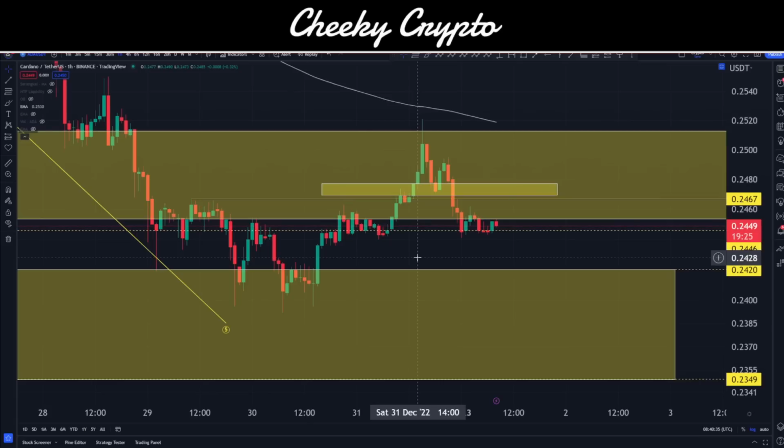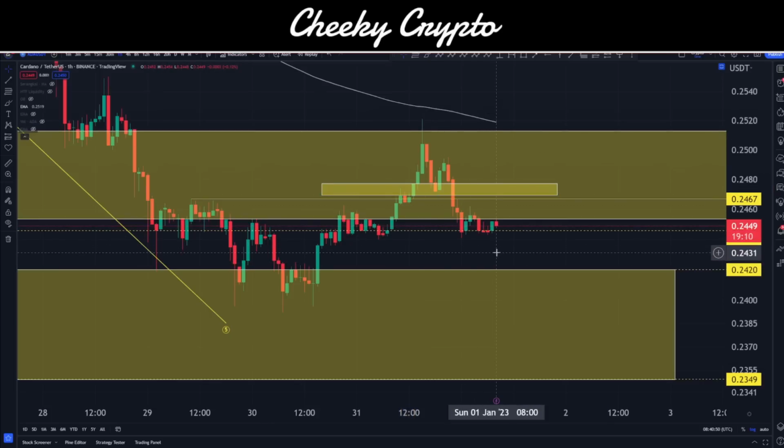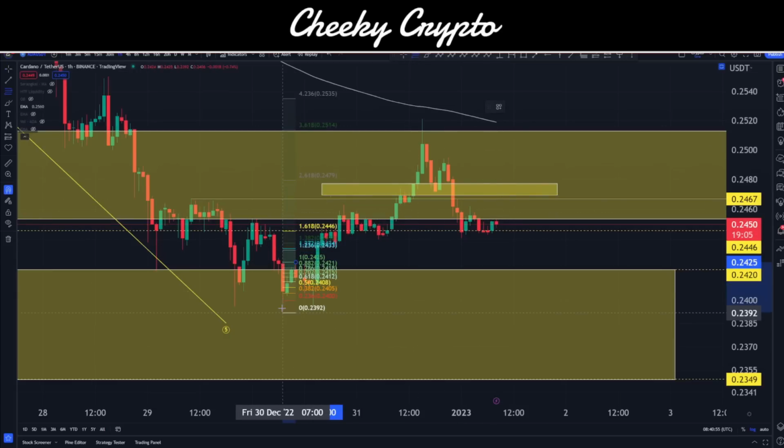Let's make a start though. Cardano paired up with USDT here on the hourly chart, and Binance is the data source. Now following on from yesterday's video, we did overextend a lot above and beyond this expectation, which was 24.69 to 24.77. We can see that we have retraced down a little bit lower, but this does change things ever so slightly. So let's just run through this one more time.